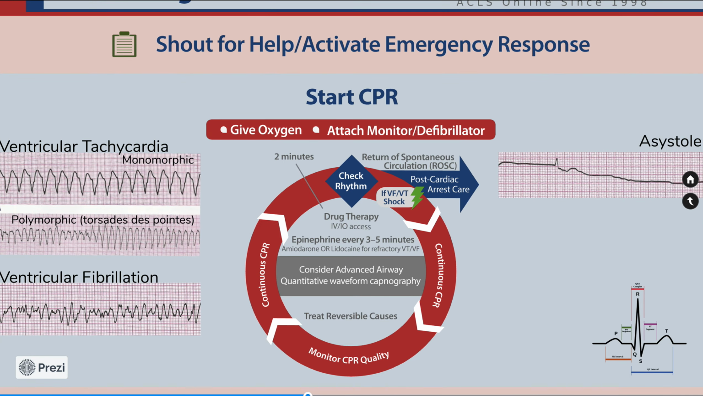Note that there are two main categories of cardiac arrest. One is asystole or pulseless electrical activity, and on the other hand, ventricular tachycardia or ventricular fibrillation. It is important to differentiate between VTAC, VFib versus asystole because in VFib or VTAC, you provide a shock immediately.